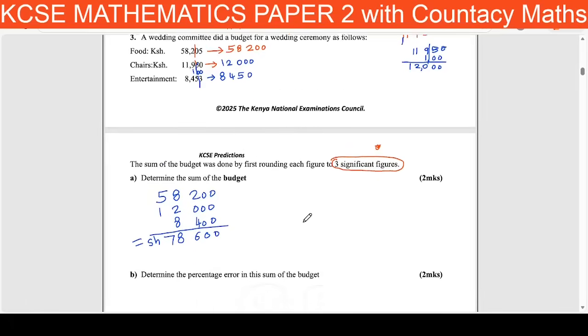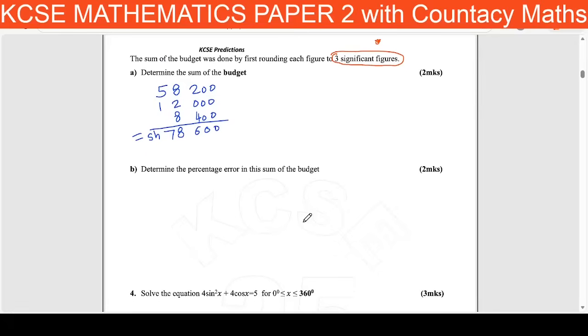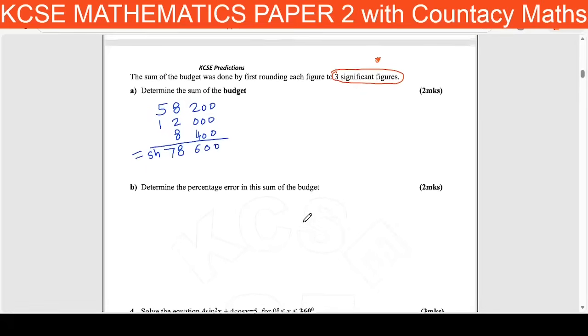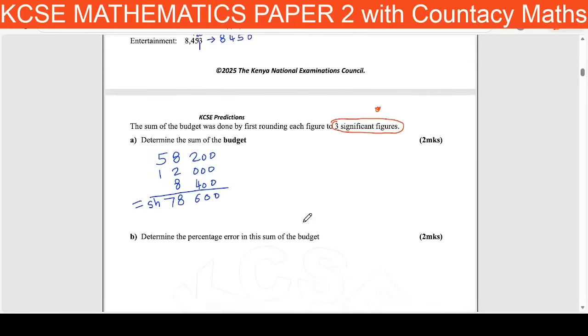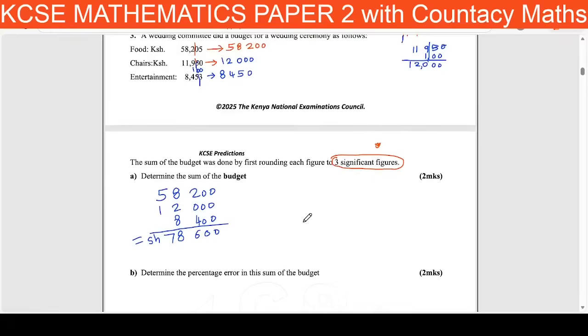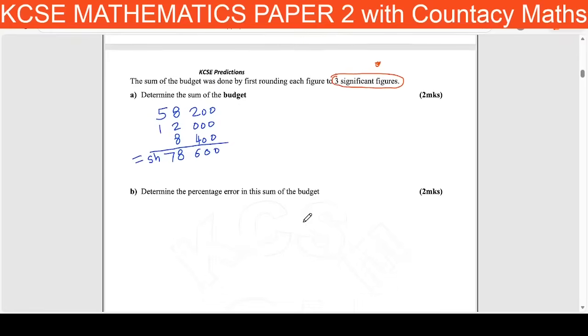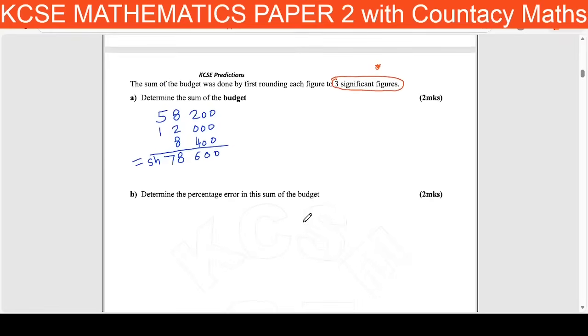The second part of the question is telling us to determine the percentage error in this sum of the budget. So we have to understand how we are supposed to calculate the percentage error. And this is quite a good question. Percentage error.